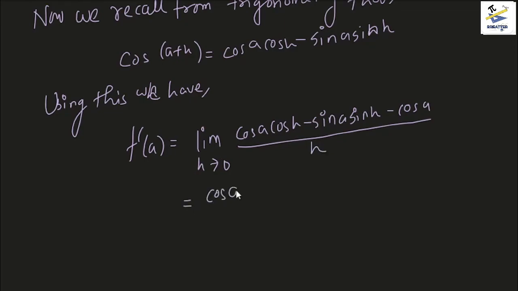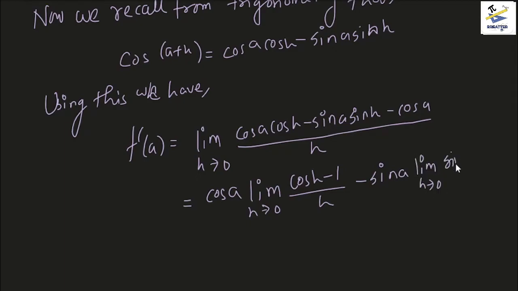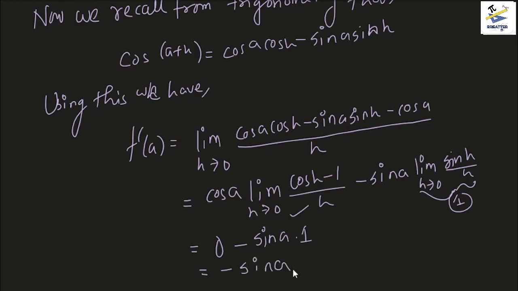So we can again distribute it as follows. Take cos of A common, and we can write it as limit h tends to 0 cosine of h minus 1 by h minus sin of A common, limit h tends to 0 sin of h by h. As we know from the previous example, this limit is 0, so this is 0 minus sin of A into 1, because this limit is 1 as we have done in previous examples. So the answer becomes minus sin of A. Okay, so that's the derivative we were trying to find.